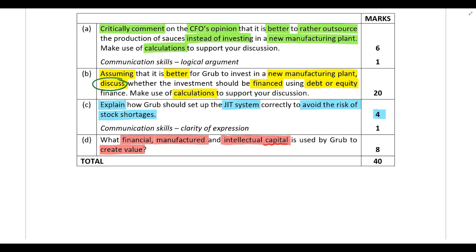So the 6 different types of capitals are what companies use in order to create value, the capitals or the resources that they have in order to create value.